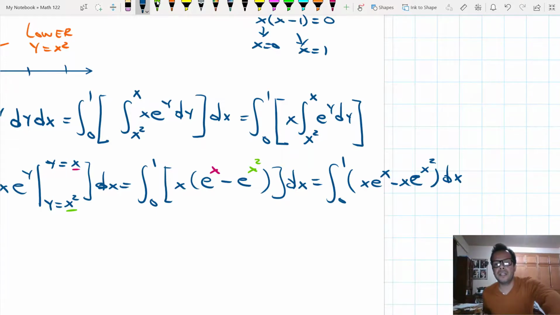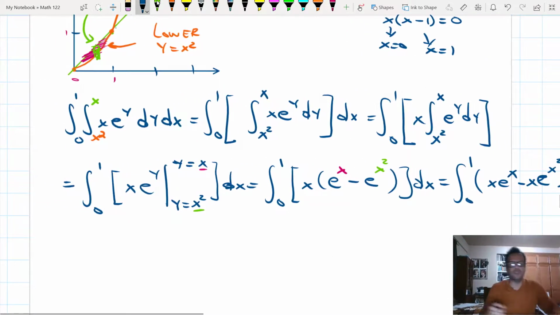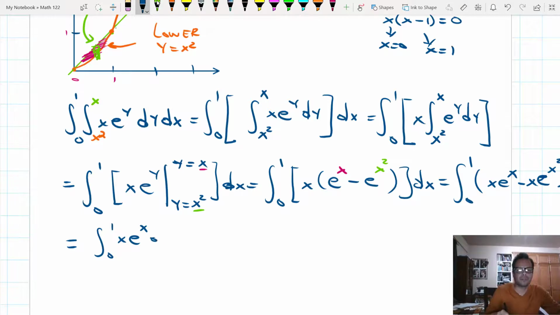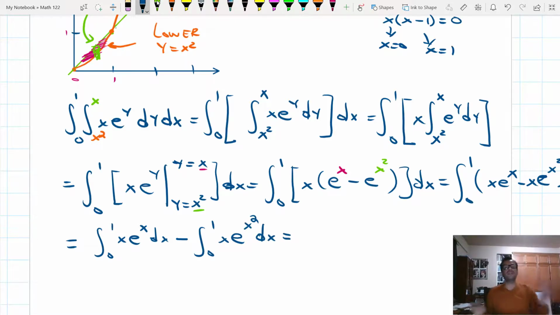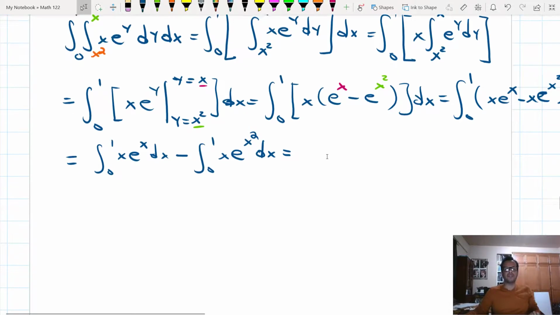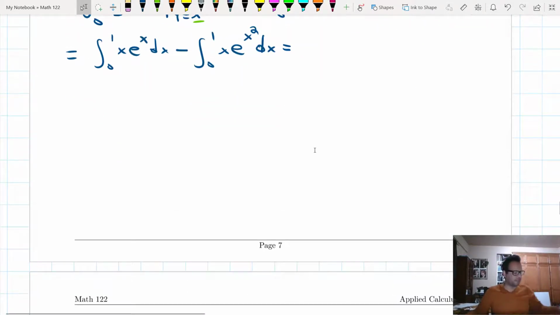All right. Now, when we split this into two integrals, this is what we get. Number one, the integral from 0 to 1 of x e to the x dx, minus the integral from 0 to 1 of x e to the x squared dx. So we're going to evaluate those two integrals using different methods, all right? So let's see what's going to happen here.